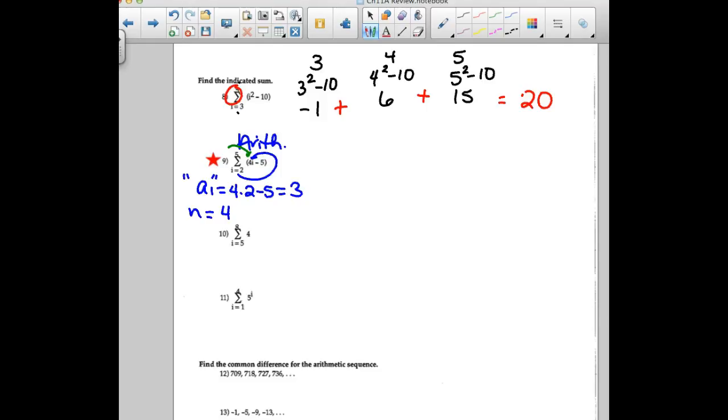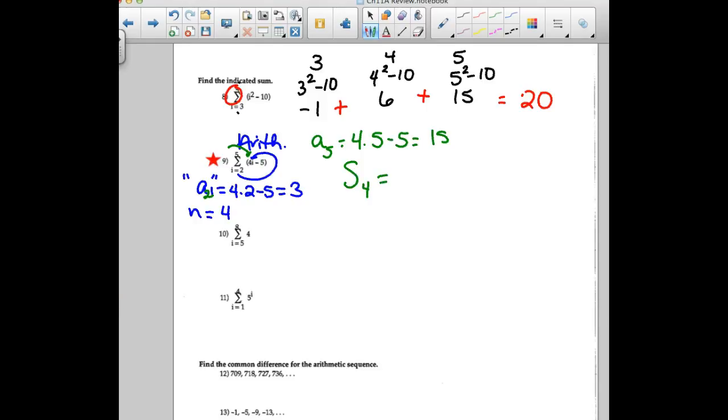So let's find our last term. If we put a 5 in there, 4 times 5 minus 5 would be 15. So we have our first and our last term. And I am going to rewrite this here as a sub 2 because that is the first term in our sequence, is what we got when we plugged a 2 in there. And now we have to sum these 4 terms, a sub 2, a sub 3, a sub 4, and a sub 5.